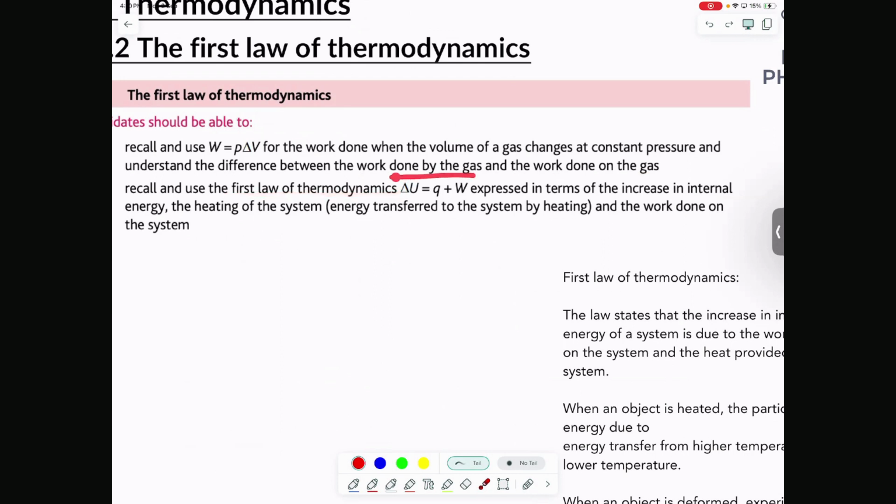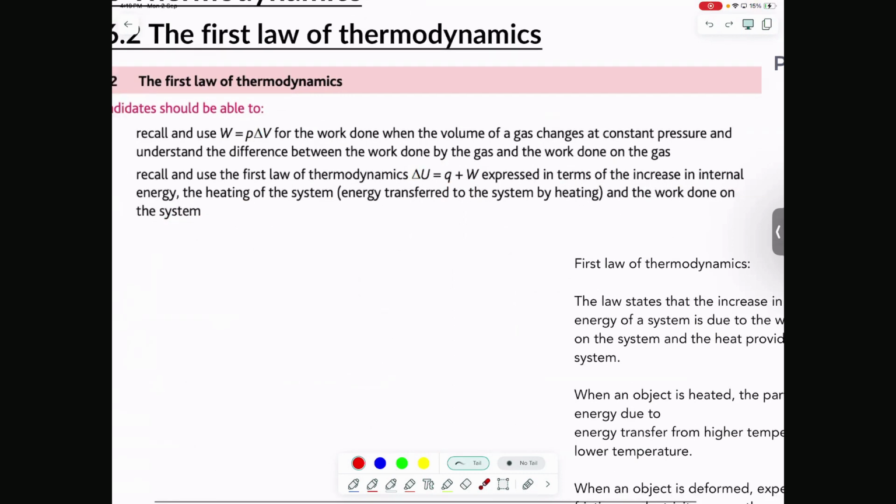They write the equation like this. There's a reason behind this. I'll explain in a minute. In terms of increase in energy, heating of the system, so it's transferred to the system, and work done on the system. Okay, so let's try to understand what this first law is.